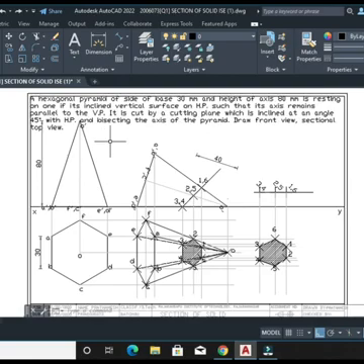A hexagonal pyramid of side of base 30 mm and height of axis 80 mm is resting on one of its inclined vertical surfaces on HP such that its axis remains parallel to the VP. It is cut by a cutting plane which is inclined at an angle of 45 degrees to the HP and bisecting the axis of the pyramid. Draw front view and sectional top view. So let's begin with solving this.